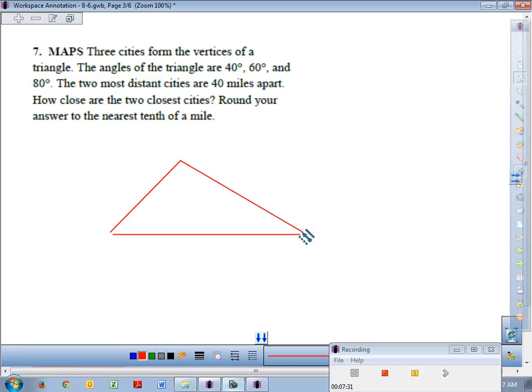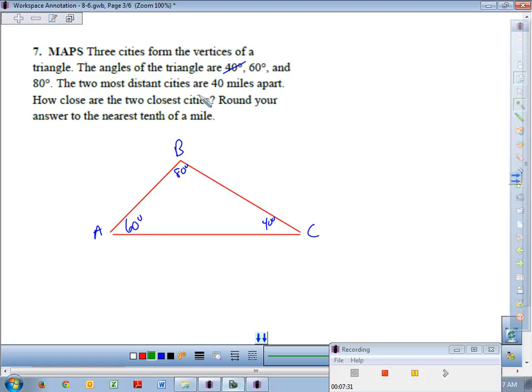This kind of looks like this. There's 3 cities involved. They don't tell us the name, so we'll just call them A, B, and C. And then I'm going to go by looks and just say, all right, angle C looks like it's the smallest, so I'm going to put 40 degrees in that one. And then angle A is the next smallest, so 60 degrees, and then 80 degrees. So just got my setup. Then there's more information coming here.